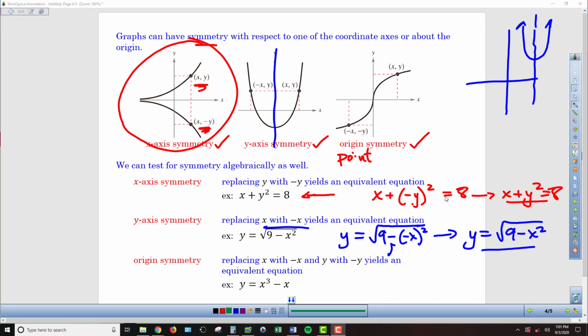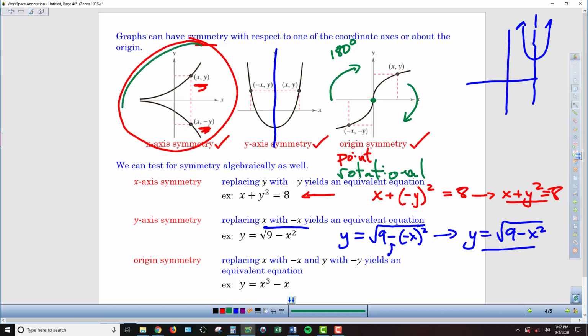Our third and final type of symmetry is origin symmetry, or point symmetry, or it can be referred to as rotational symmetry, and that's always about the origin. The best way to imagine this one is if we rotate our graph, if we were to spin our paper 180 degrees, would the graph fit right back on top of itself? If the answer is yes, then we say that we have origin symmetry. If it doesn't fit on top of itself, then it does not.